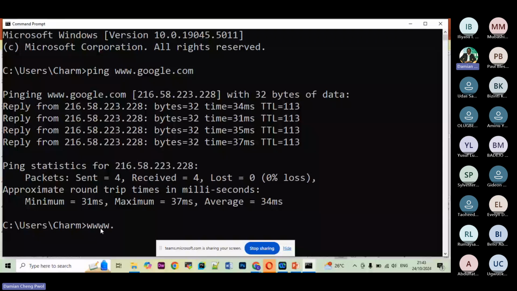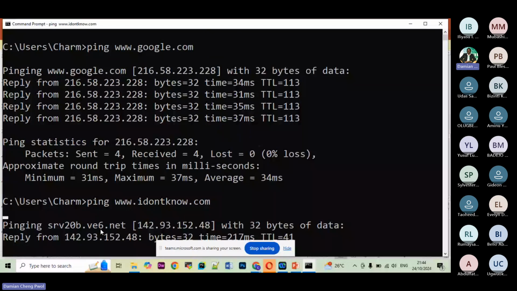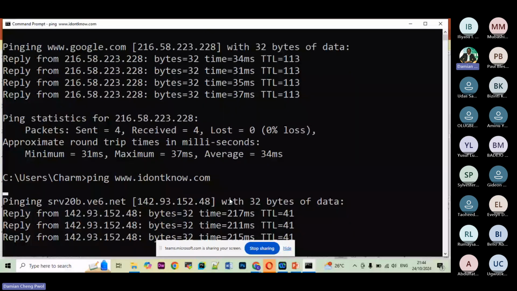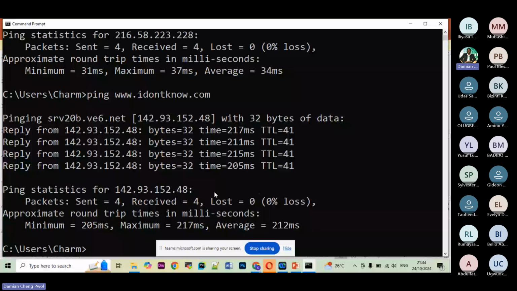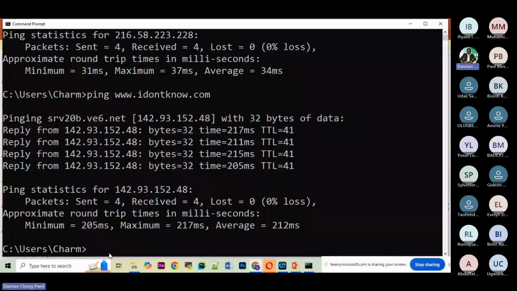So let me ping again, let's say www. I don't know whether this exists.com. Let's see if it exists. Actually, this one exists. So there's a website that says I don't know. Wow. Let's try another one again. Let's ping to, I love to call that name Benga.